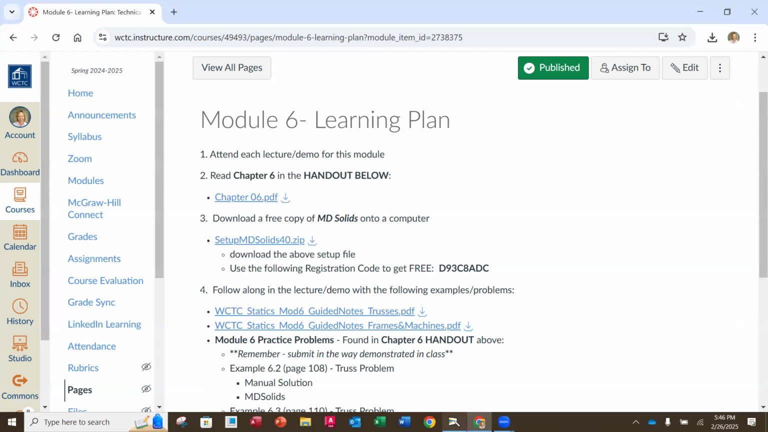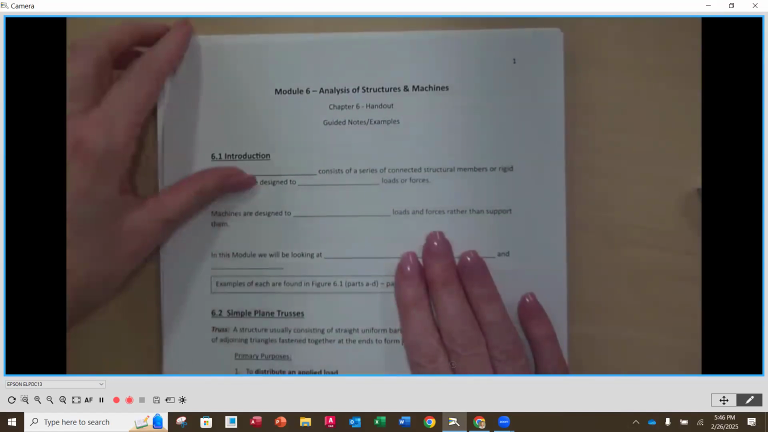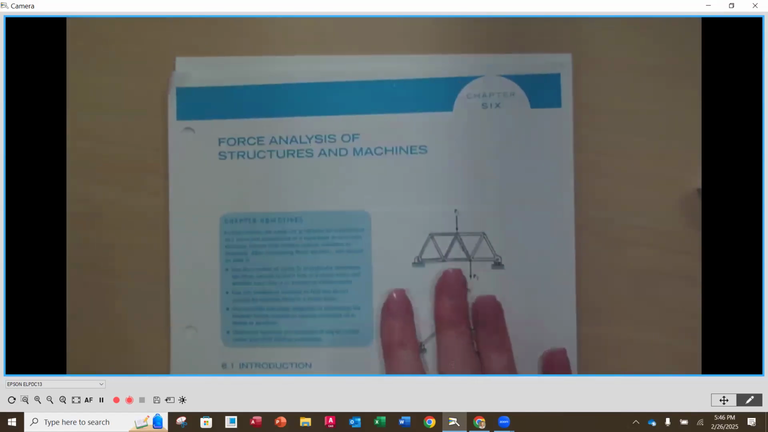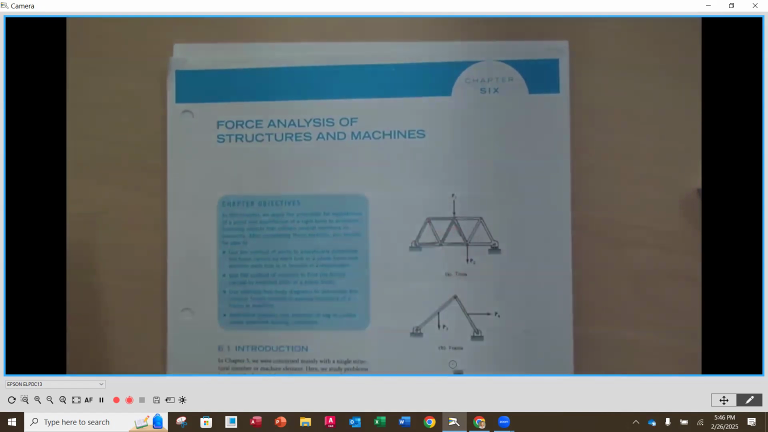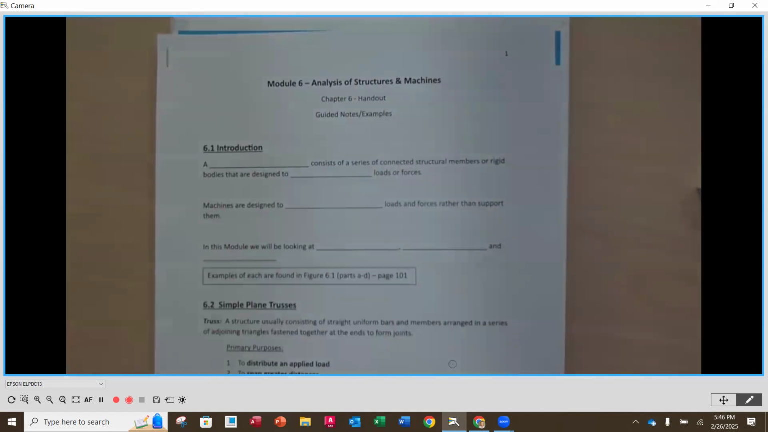So what I'm going to do is start underneath our camera with the first page of our guided notes. Okay. So our guided notes are here. This is page 1, and we're going to be referencing the handout, which is that PDF that I have attached in the chapter. So at the beginning here, chapter 6 is all about analysis of structures and machines. So I've got some fill in the blanks here.